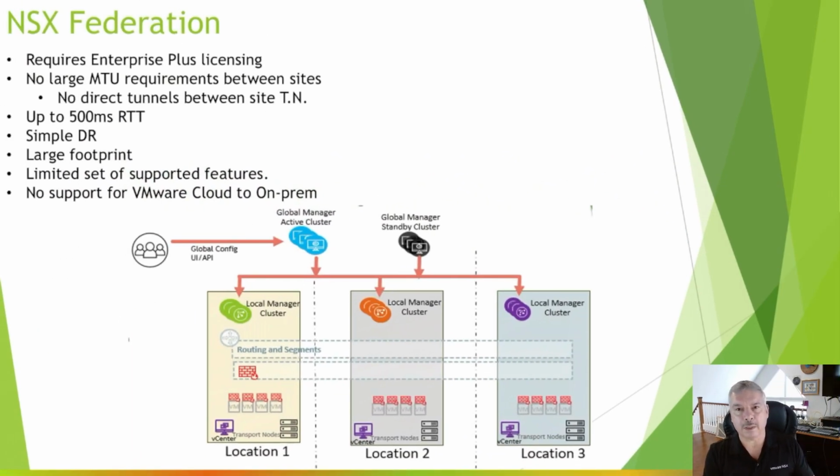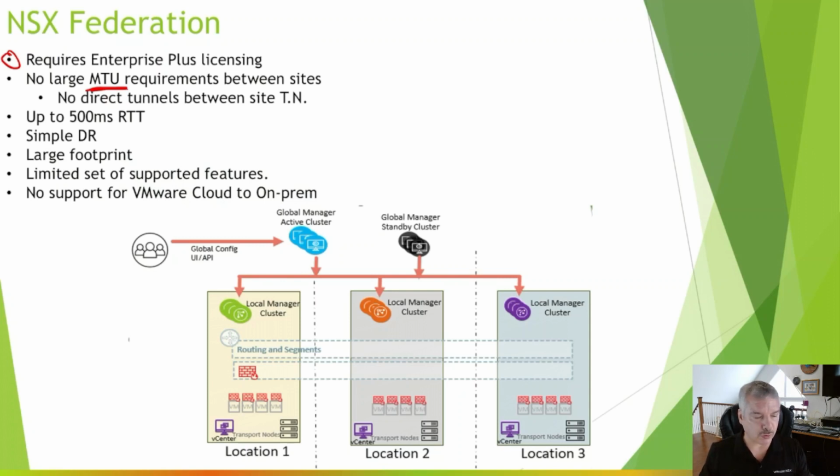So let's talk briefly about Federation. The first few slides are just review. If you're not familiar with it, watch my Federation video, okay? Federation requires your Enterprise Plus licensing. The advantage of Federation is that between the sites, we don't need a large MTU, a maximum transmission unit size. I talk about these things called RTEPs in my Federation video, and they allow us to fragment those Geneve frames between sites, whereas with multi-site, you can't do that, okay?